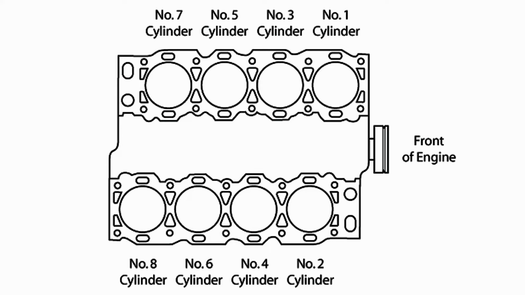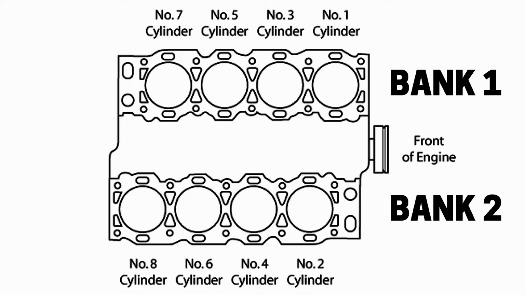Here's a top view of a V8 engine with 8 cylinders. Notice how cylinder number 1 is located at the front of the engine or the most forward cylinder on the engine. On this particular engine, cylinder number 1 is on the left side, making it the Bank 1 side. Bank 2 is located on the opposite side.